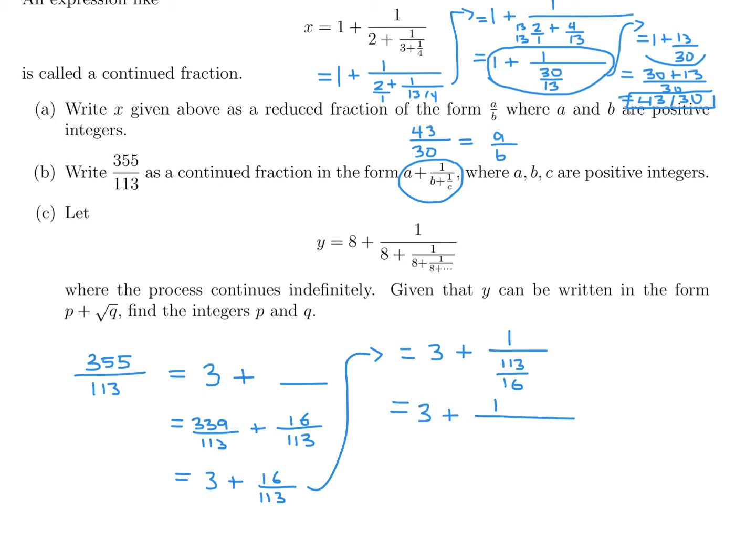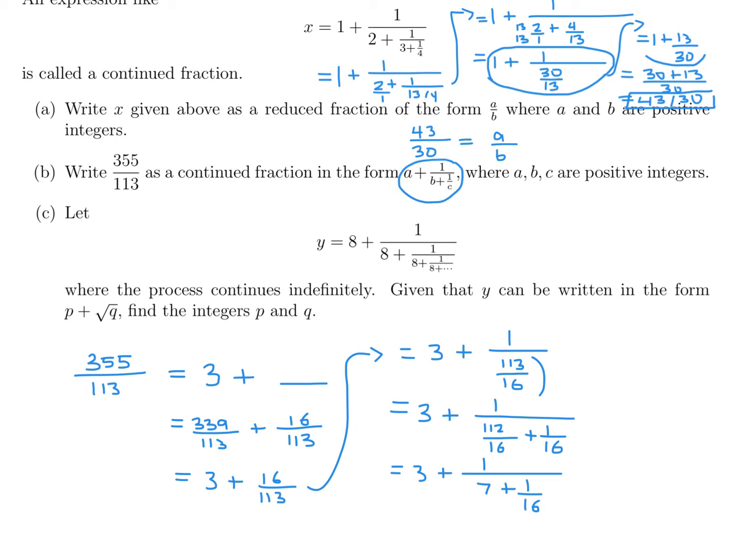Okay, I guess I have to break up this guy into a number and a fraction. Well, how many times does 16 go into 113? 7 and some change, I think. So like 112 over 16 plus 1 over 16. And 112 over 16, I believe, is 7, because it'll be 80. Yeah, it's 7. So this is basically 1 over 7 plus 1 over 16. And I believe I'm done.